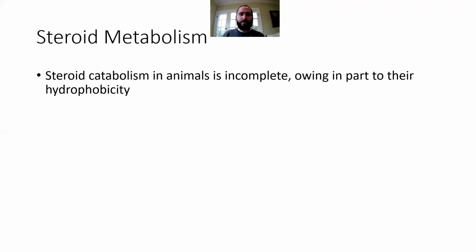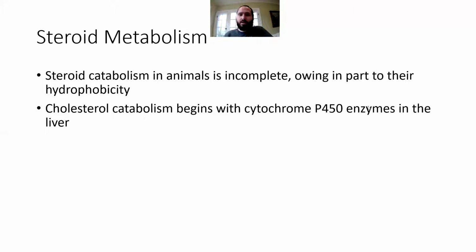All right, so steroid metabolism, our first out of our 4 topics for today. Steroid catabolism, breaking down steroids in animals, is incomplete, owing in part to steroids' hydrophobicity. Because they're very hydrophobic, it's harder to get them accessible to our enzymes, and because they're so nonpolar, with lots of carbon and hydrogens, it's hard to functionalize steroids. Steroid catabolism will begin with cytochrome P450 enzymes in the liver. You do want to be familiar with the cytochrome P450 enzymes because the MCAT does love to ask about them. Catabolism will be upregulated by high levels of steroids in the bloodstream.